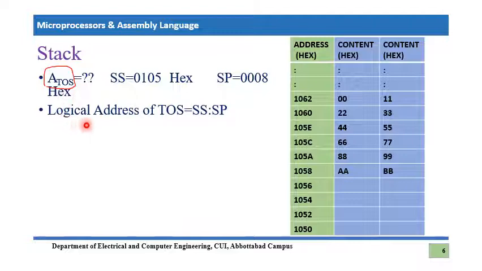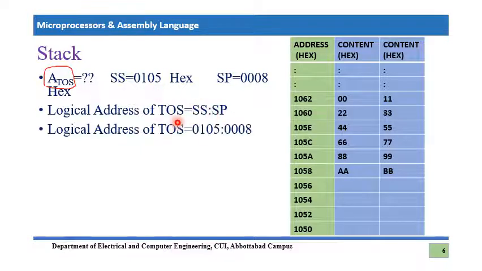First of all, we are going to make the logical address. A logical address is always a combination of two registers: one is the stack segment register, and the other is the stack pointer. So SS colon SP is the form in which we write the logical address. We are given these values: SS is 0105, SP is 0008.